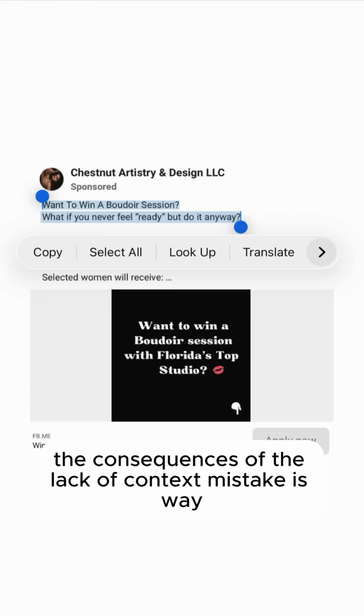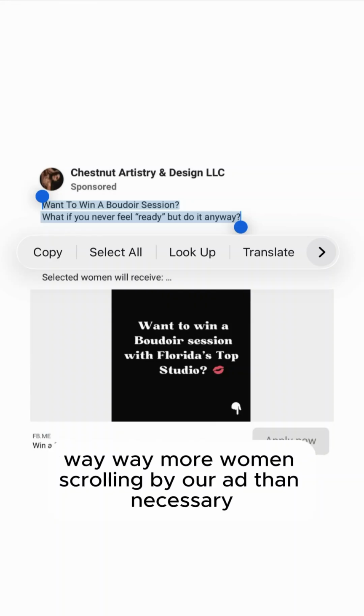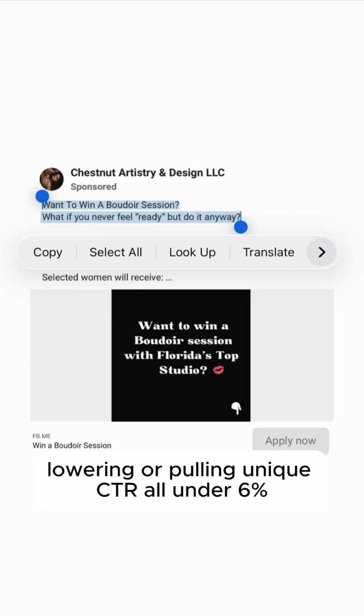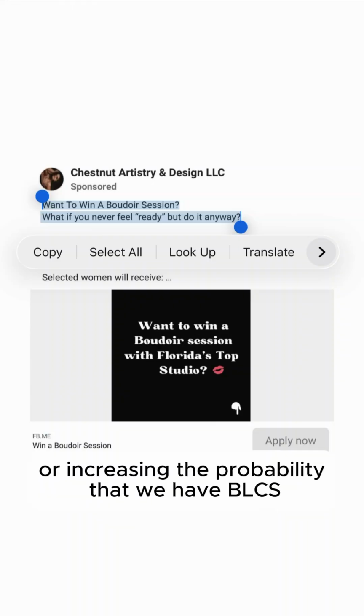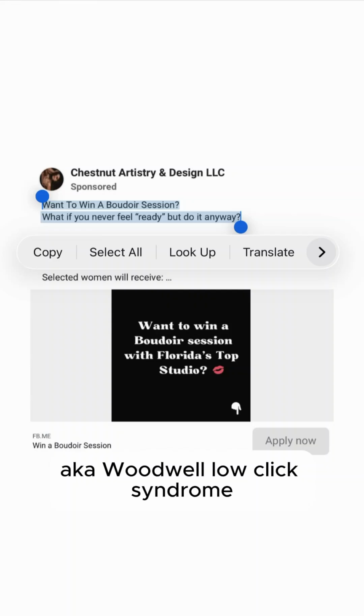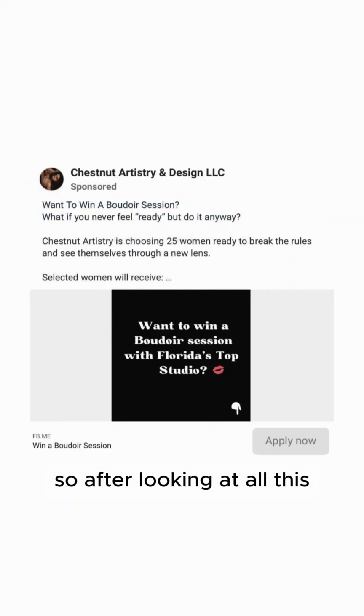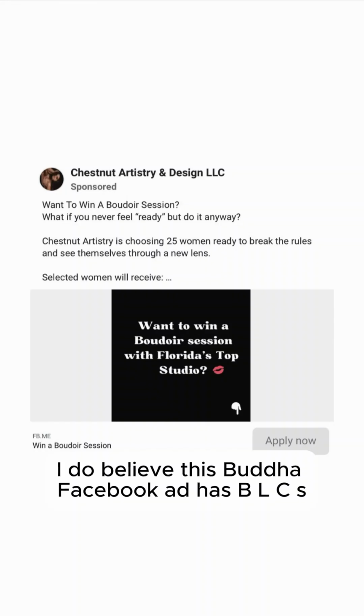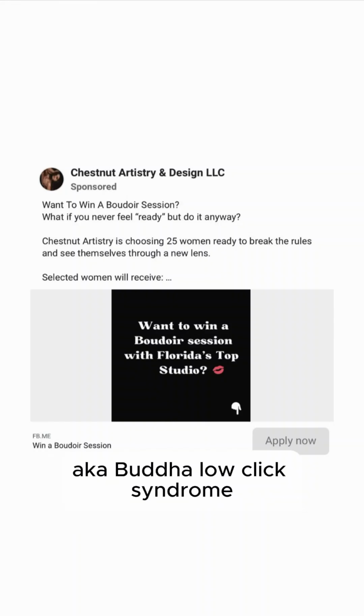The consequence of the lack of context mistake is way more women scrolling by our ad than necessary, pulling unique CTR under 6%, and increasing the probability that we have BLCS, aka Boudoir low click syndrome. So after looking at all this, my diagnosis is yes, I do believe this Boudoir Facebook ad has BLCS, aka Boudoir low click syndrome.